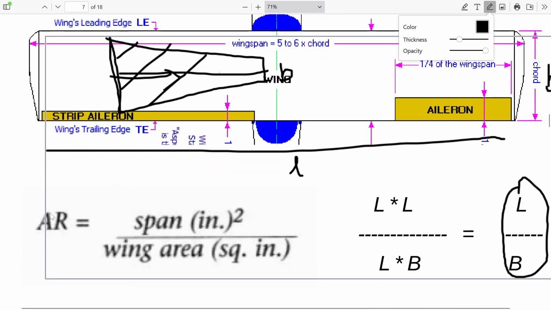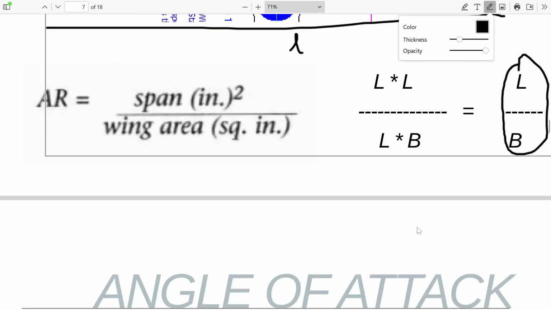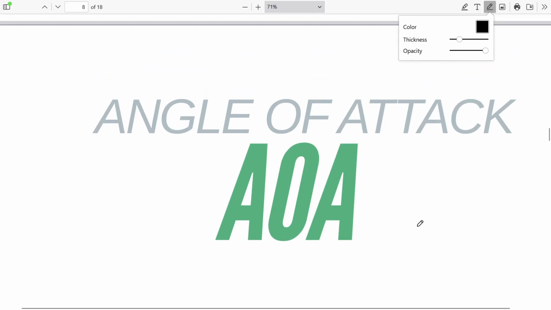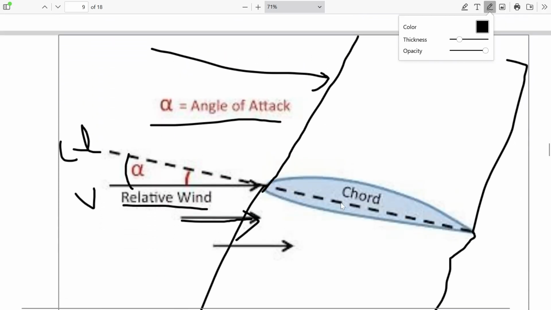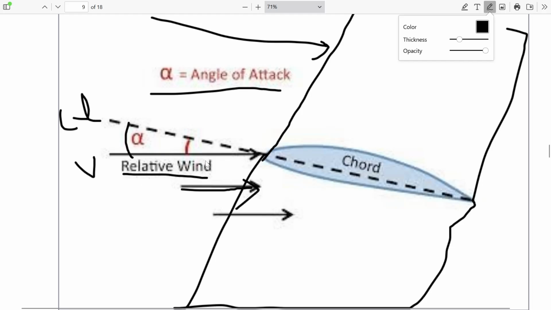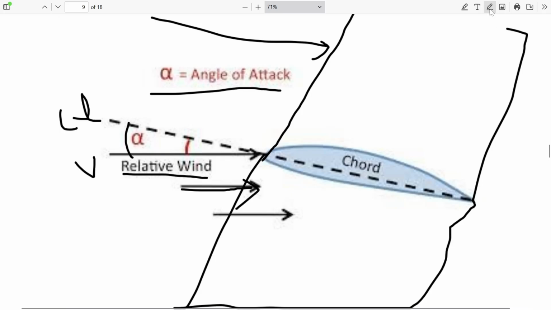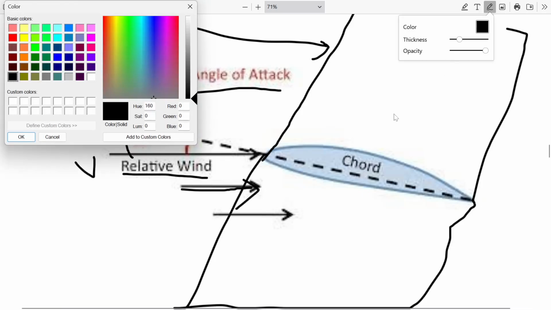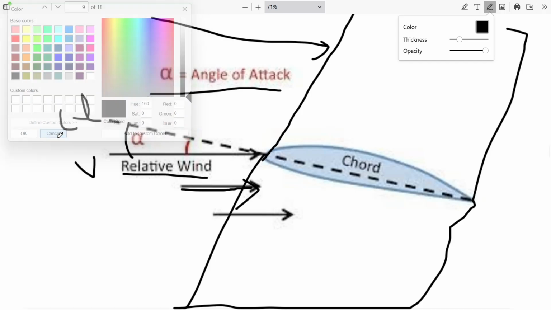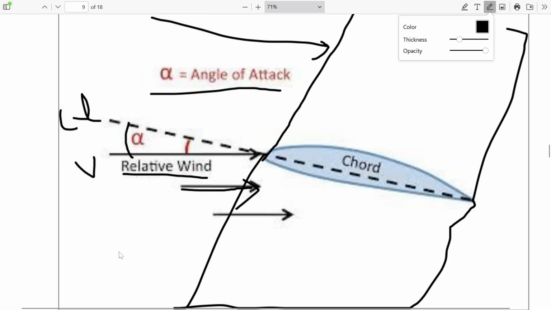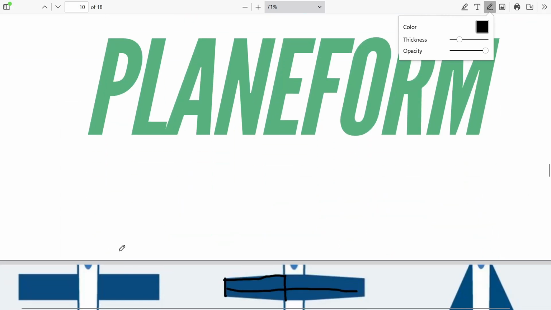We realized the importance of the formula. We cannot exactly directly use L by B. We need to use this formula, so you can try to learn it or try to understand it. Angle of attack: this is an angle of attack, and we will learn its behavior when we understand the airfoil. Understanding the behavior of an airfoil is really important.